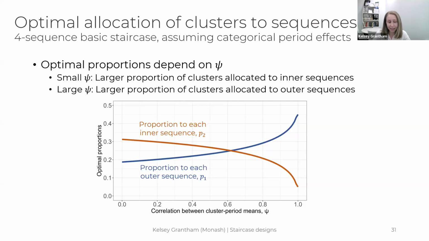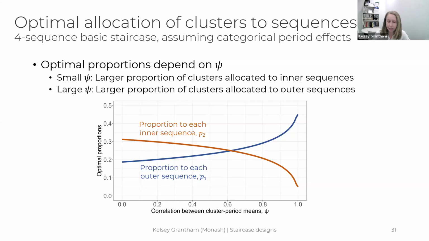So for trial settings with a small value of psi, we get P2 being greater than P1, and so the optimal design would have more clusters allocated to the inner sequences. But then for larger values of psi, we have the opposite situation where P1 is greater than P2, and so we'd instead be allocating more clusters to the outer sequences of the design. And these results are fairly different from optimal allocation results for stepped wedge designs for a similar model, for which a design with more clusters allocated to the outer sequences is always optimal.